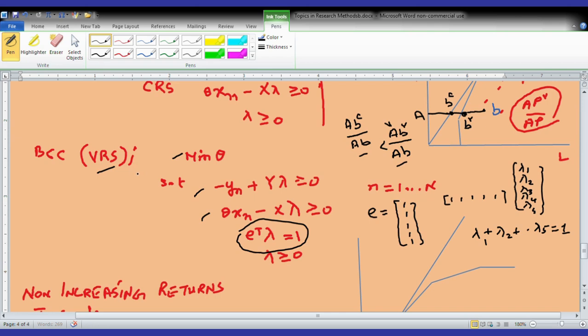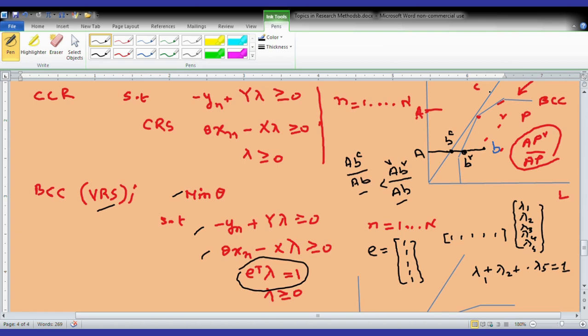Now, variable returns to scale means that it has a portion of increasing returns to scale as well as a portion of decreasing returns to scale. And of course the constant returns to scale. So all the three returns to scale are possible as far as this particular model is concerned.